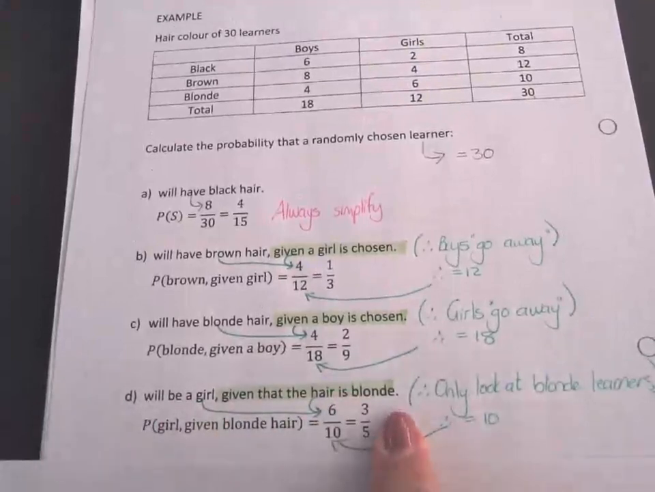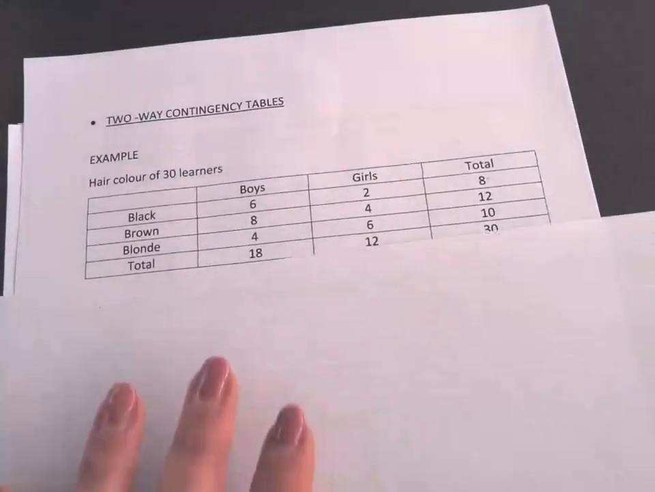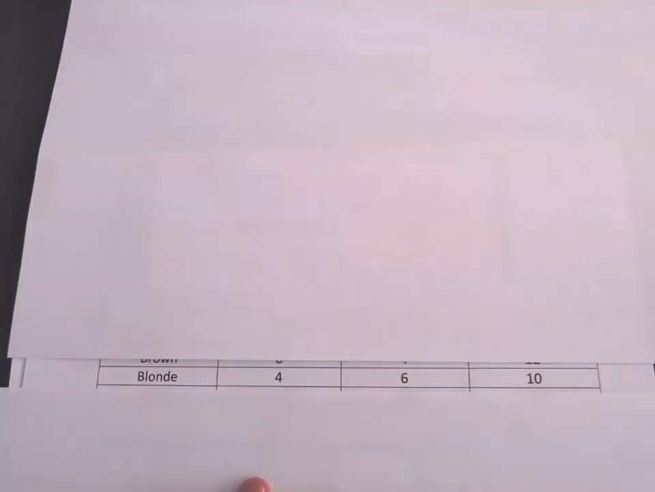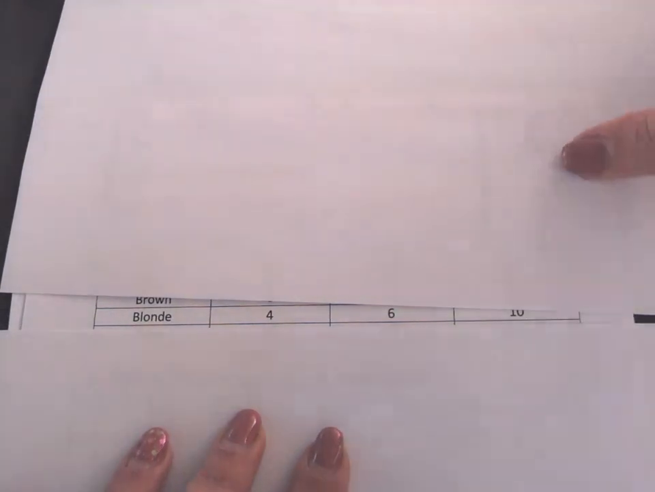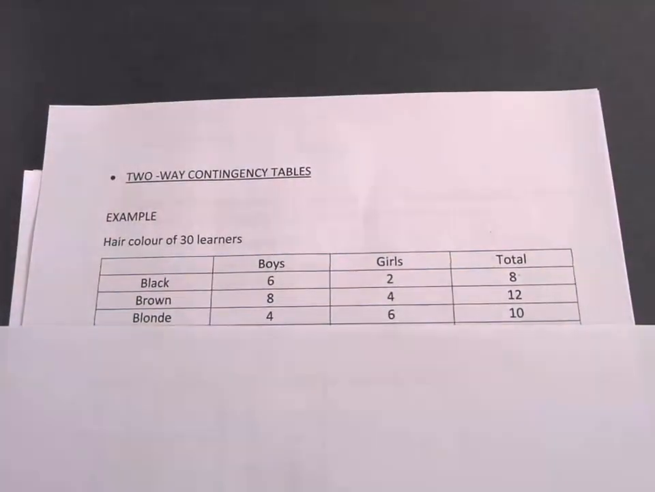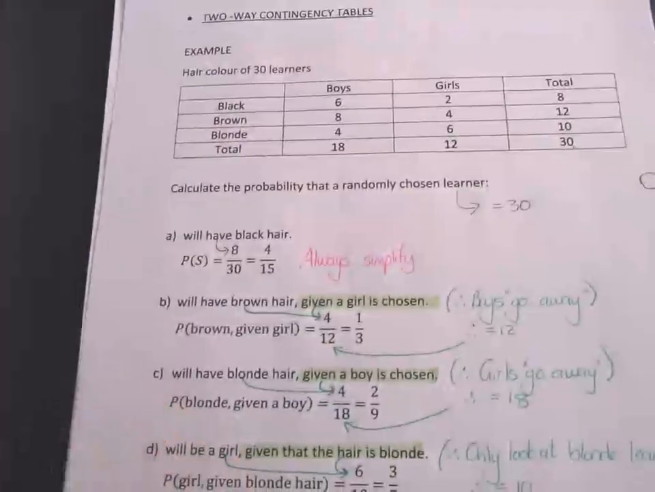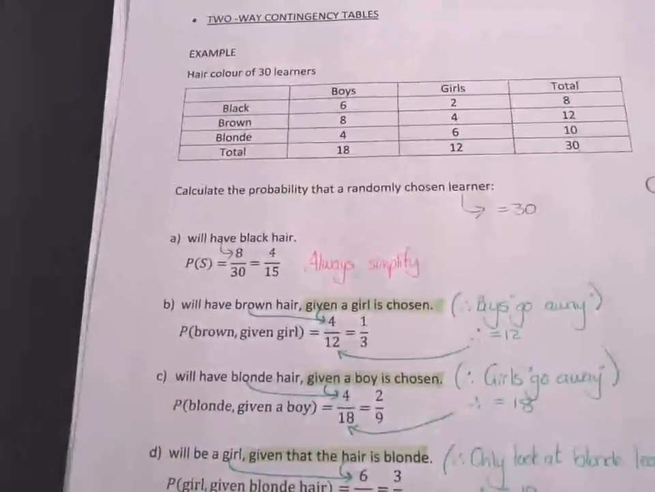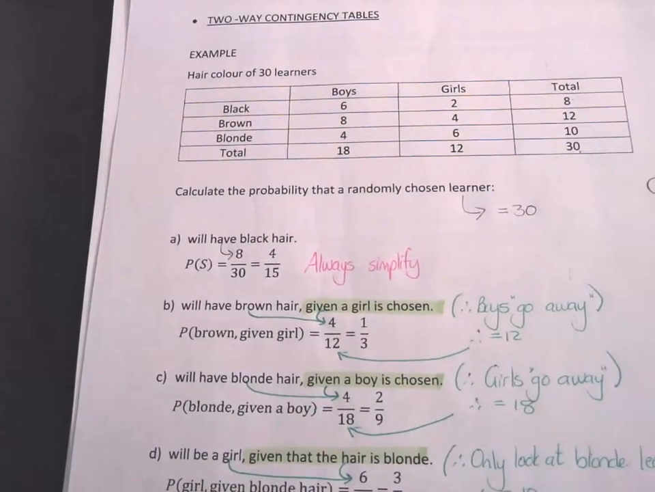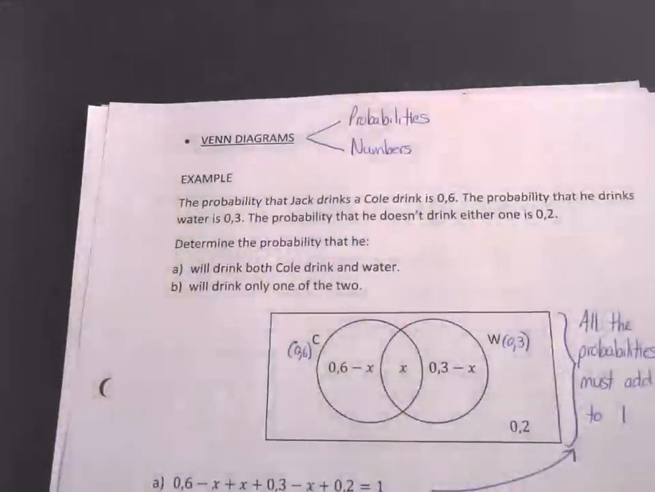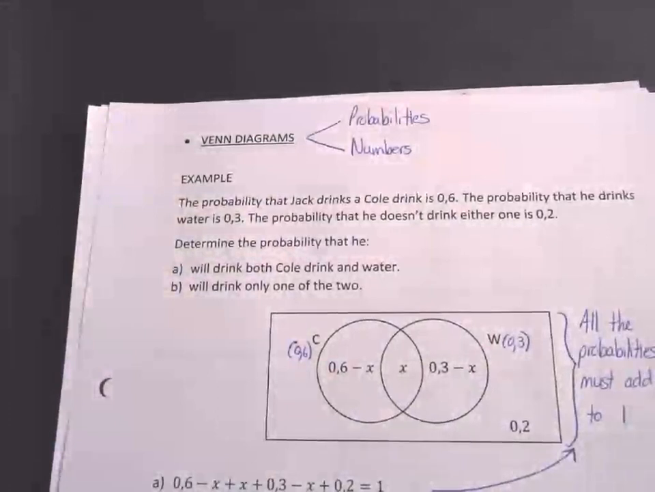D, this one. It will be a girl given that the hair is blonde. So we only look at the blondes. There are the blondes, a girl out of the blondes. Okay? That's how you use the two-way contingency table. Now we get to Venn diagrams.